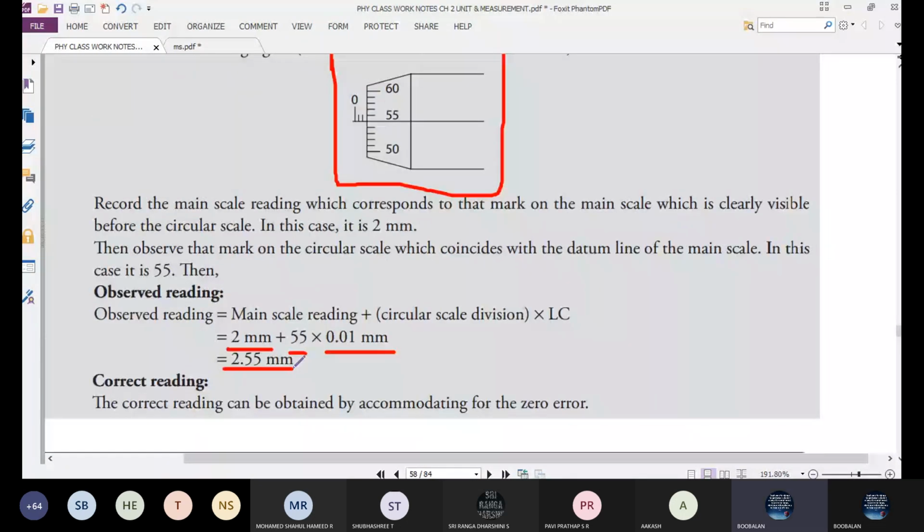So this is an example for zero error. Just draw the diagram and write this formula. Please note it.